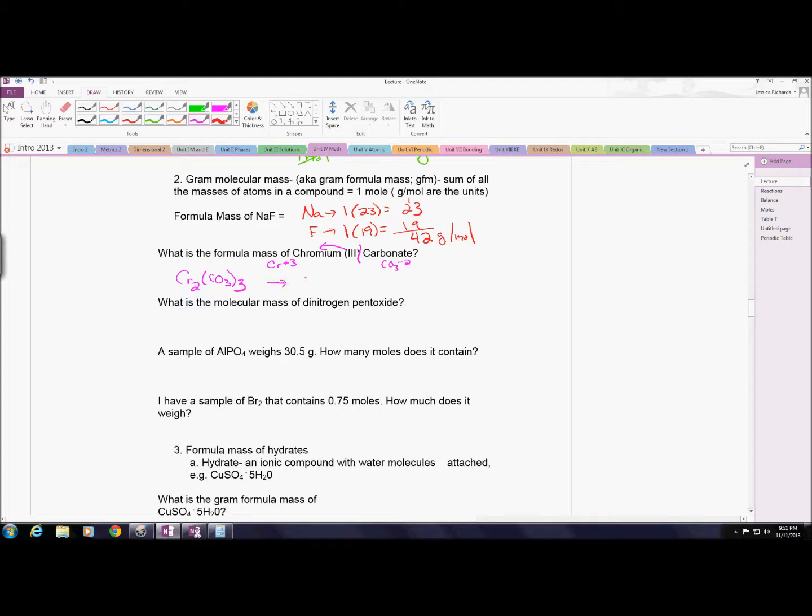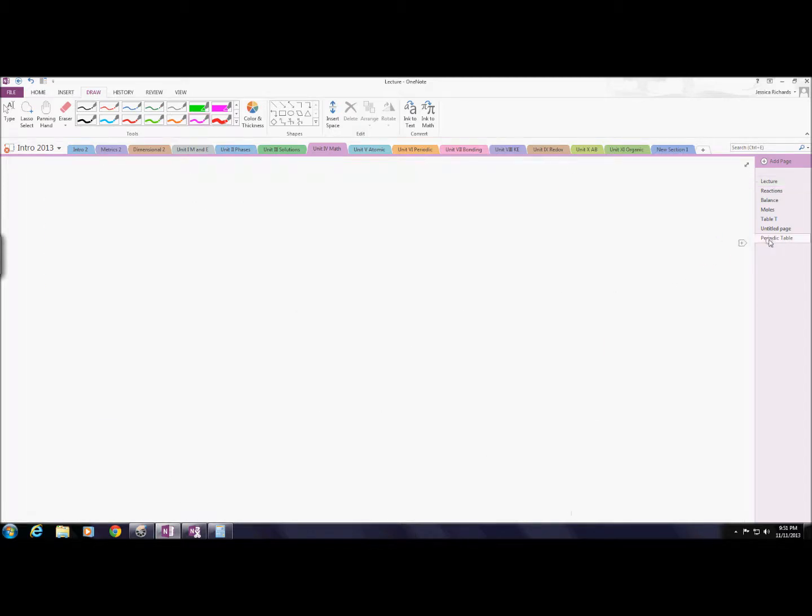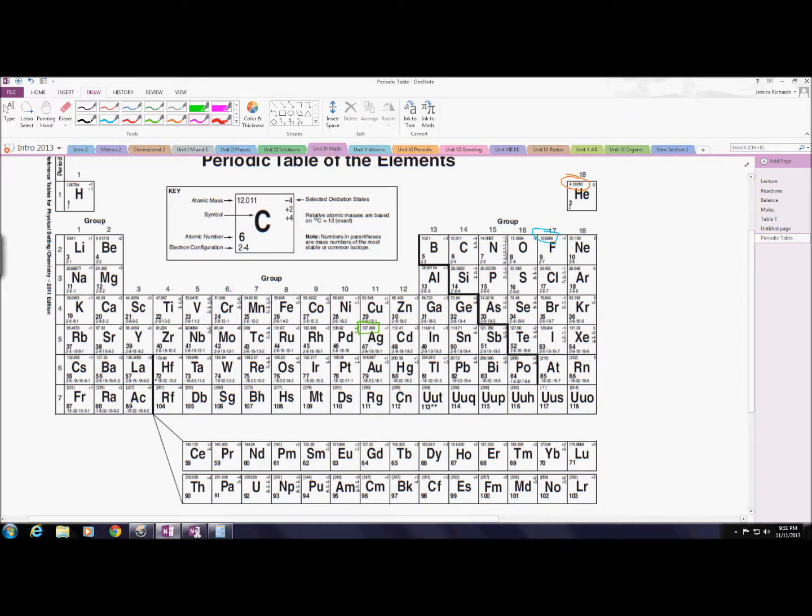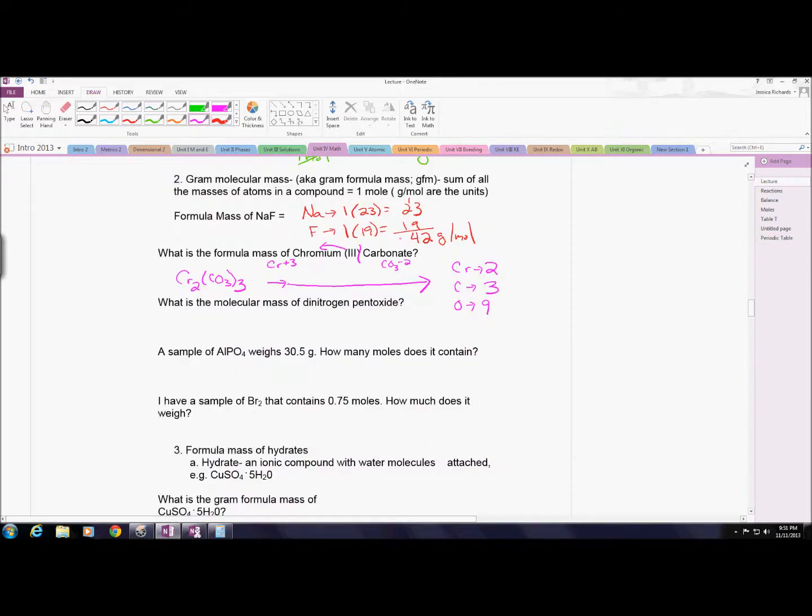When we add up the gram formula mass then, and we count the pieces, I'm going to do this way over here so there's room, we have to say there's 2 chromiums, there are 3 carbons, and there are 9 oxygens. And then I look up the masses. So chromium over here at 51.9 is going to round to 52. Carbon is 12, and oxygen at 15.9 is going to round to 16. So 52 and 12 and 16.